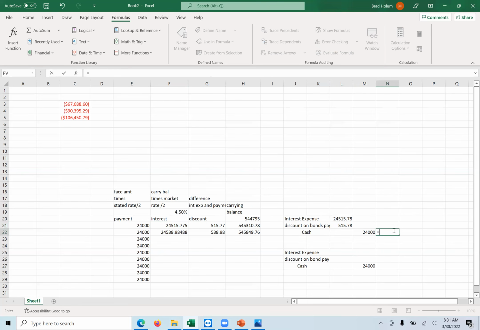Let me just see what I'm doing wrong. If I equal this times 0.045, equal this minus this. I think I need my.